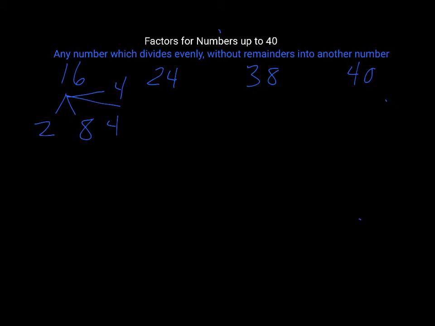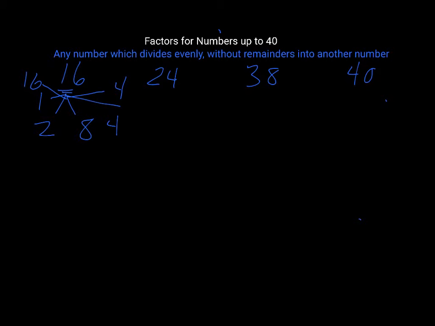Okay. Now, the other thing you need to remember is that there is a rule that 1 is always a factor, and the number itself is also always a factor. So we've got 16, 1, 2, 8, and 4 are factors of 16.